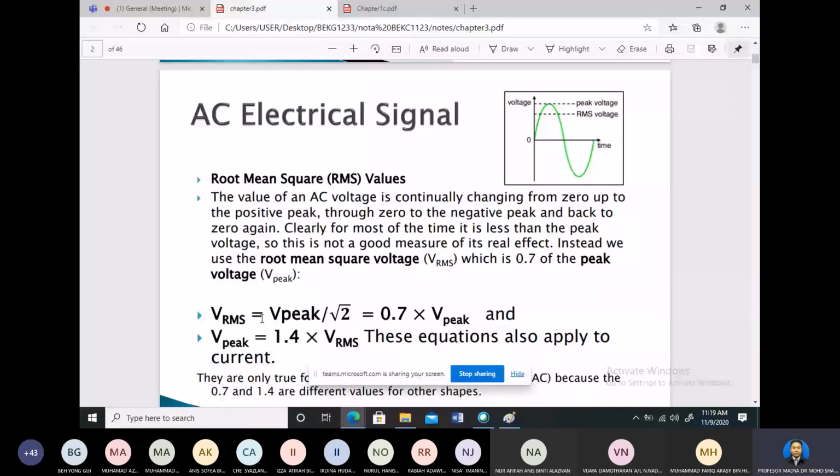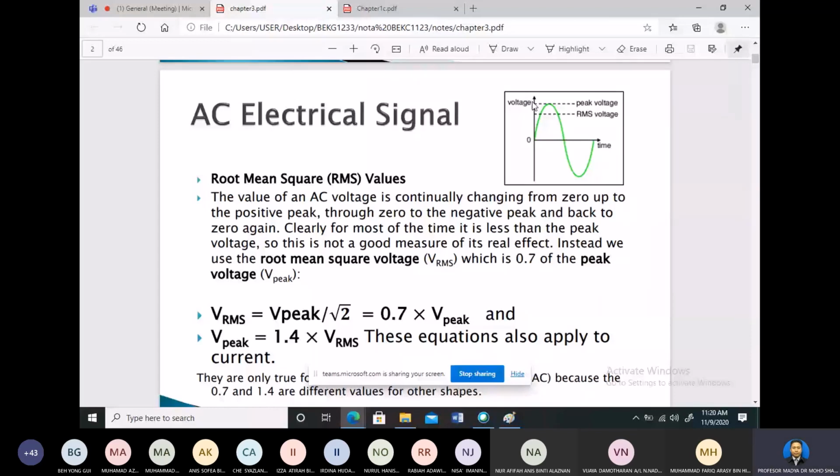For example, if our RMS voltage is 240, which is normal for electrical machines, that is VRMS. Then you have to calculate the V peak, which means dividing by 0.7. So 240 divided by 0.7, and the V peak we get is 340 something.